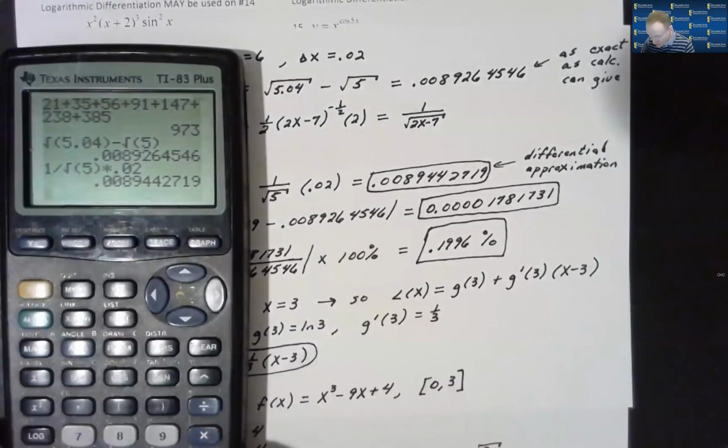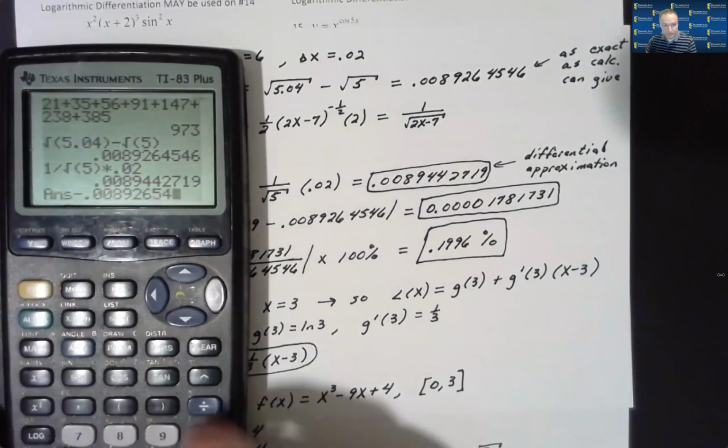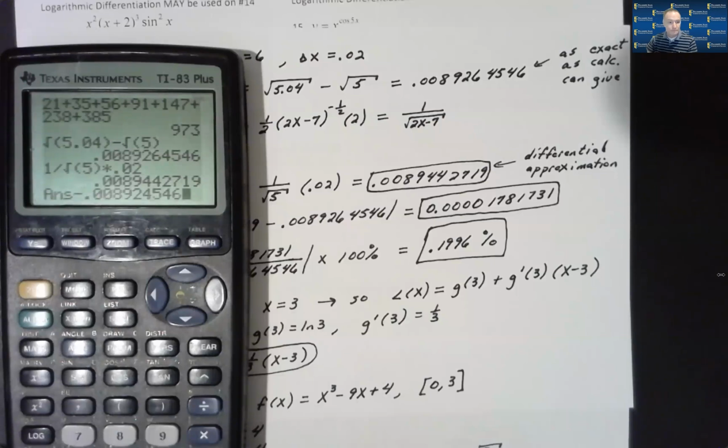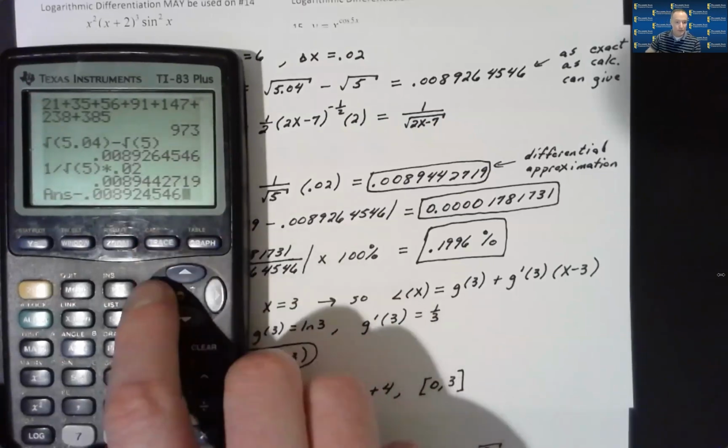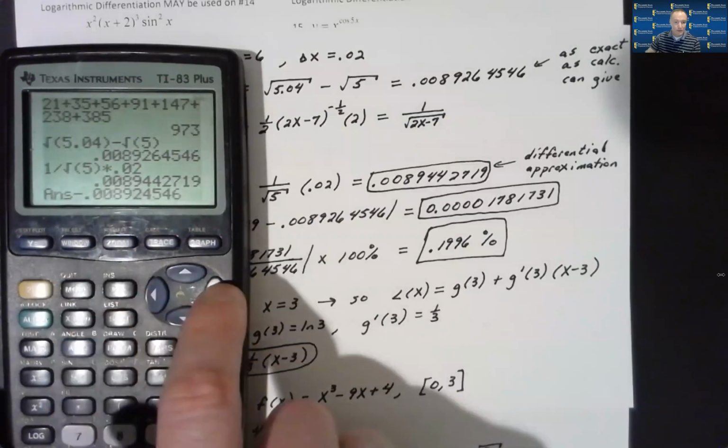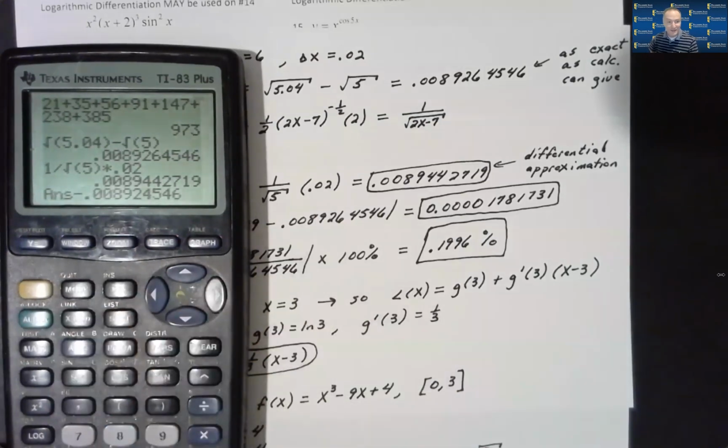value. So I'll say, just keep the answer I have. I just hit minus and it automatically brings up that answer. And then I say minus the 0.0089264546. Oops, if I type it incorrectly, 264546. There we go. No, sorry guys. Hard to see the calculator and look at the computer screen at the same time. 0.008926 and then 4546.